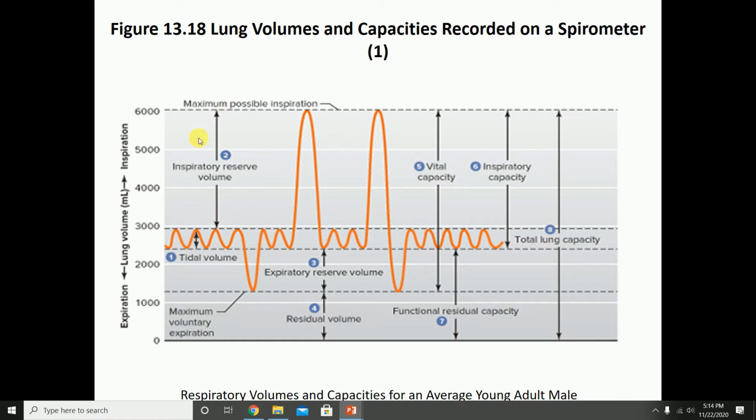The inspiratory reserve volume: you would ask the patient to take a normal breath, and then after that normal inhalation, you ask the patient to inhale as maximal as possible. Okay, so normal breath in, and then maximal inhalation. That is known as the inspiratory reserve volume. So the inspiratory reserve volume is the maximal amount of air that can be inhaled after a normal inhalation.